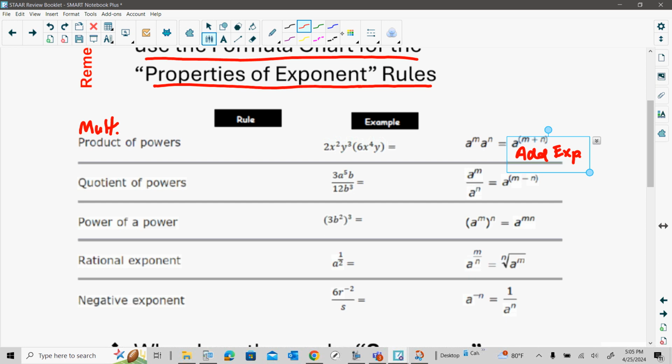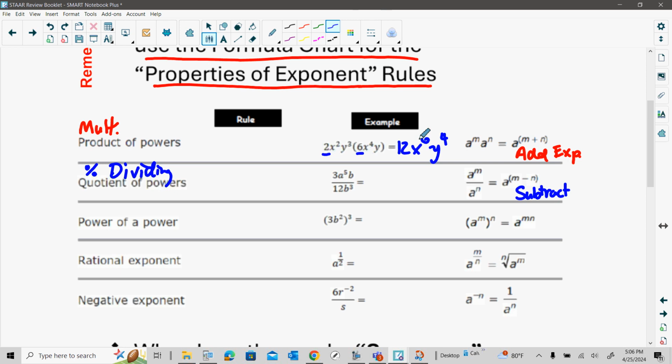So if I was to work out this example here, numbers you still multiply together, so that's 12. Then I have x squared, x to the 4th, add that together, that's x to the 6th, and this would be y to the 4th power. Now, your quotient rule, this is just whenever you're dividing, okay? Sometimes our dividing is written like a fraction, and then whenever we're dividing, we're subtracting the exponents.